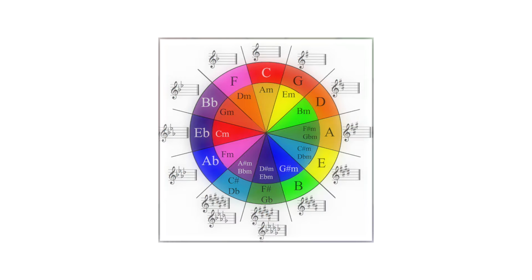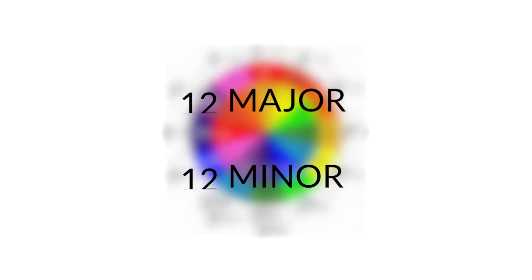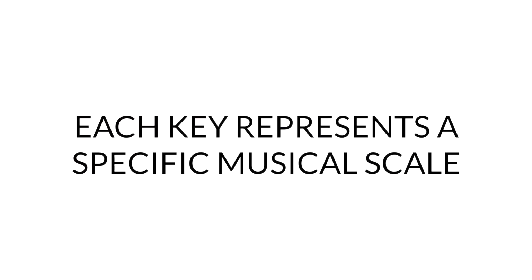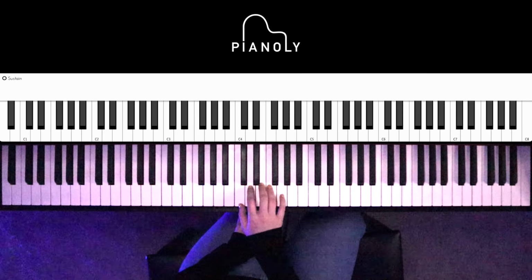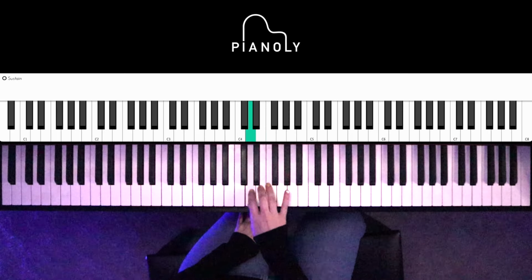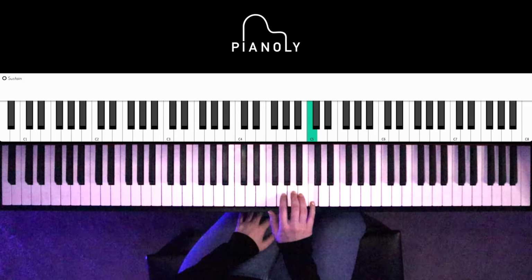In music, we have a total of 24 keys, 12 major and 12 minor. Each key essentially represents a specific musical scale. For example, let's take C major. Its scale is C, D, E, F, G, A, B, C.